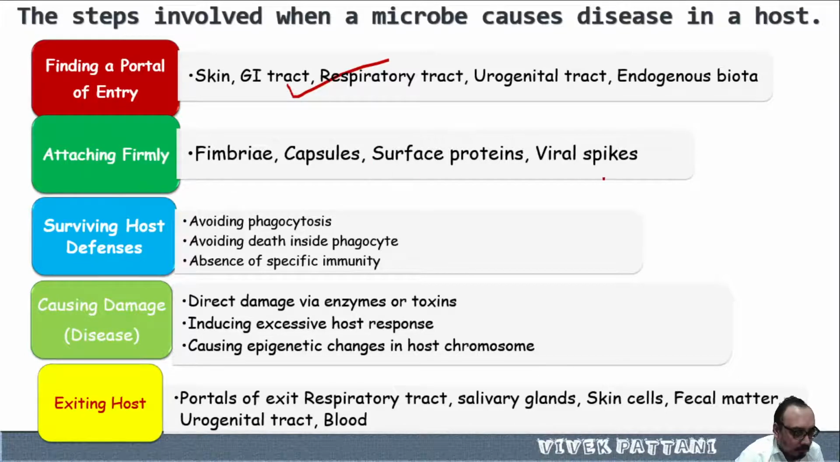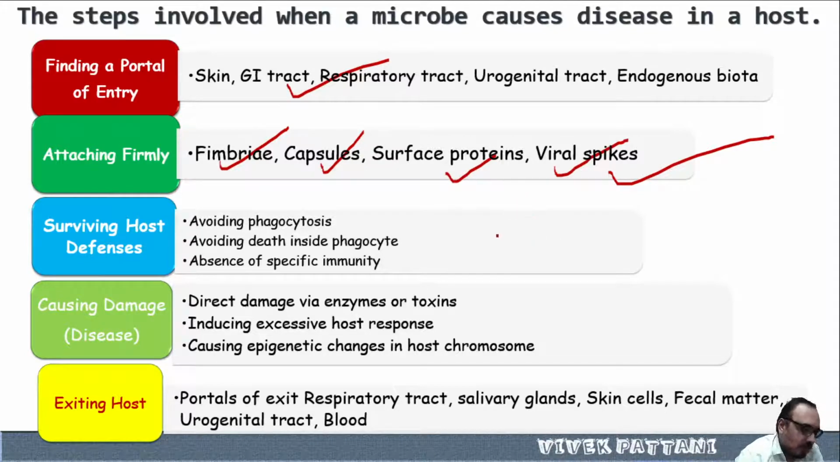The second stage is adherence, or attaching to the host. In this case, fimbriae, capsules, surface proteins, and viral spikes in the case of viruses help to adhere the pathogen to the host.